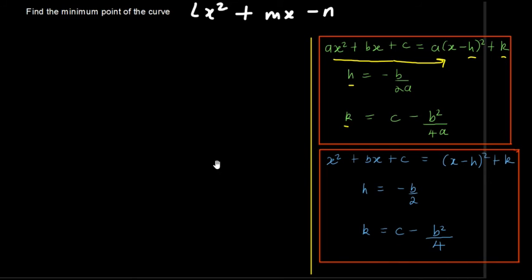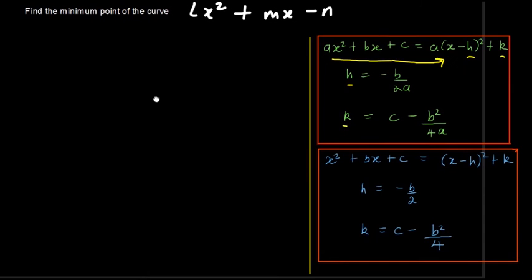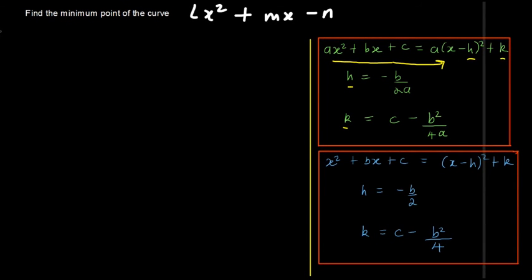So we have a problem here which says find the minimum point of the curve lx squared plus mx minus n. So we need to find the minimum point of this curve. As I said earlier, if we convert from standard form to vertex form, (h, k) is actually the coordinate of the minimum or maximum point, but the value of a is the one which determines whether it is a maximum or minimum.